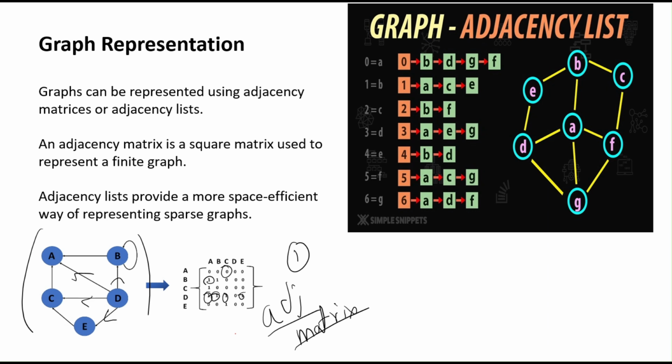Coming to the adjacency list representation of a graph, here there is an array, and for each index in the array, there is a linked list, and the array starts from 0, right?